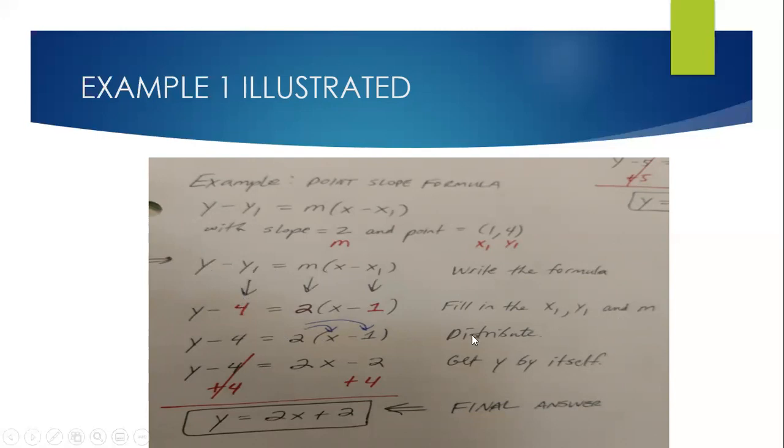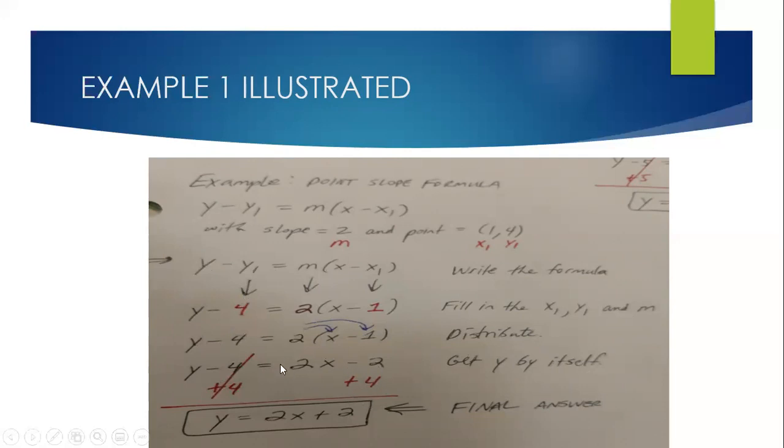Then I distribute. So I have to get rid of these parentheses over here. 2 times x is 2x. 2 times 1 is minus 2. Okay. And then I get y by itself. So minus 4, we add a 4 to it. We add a 4 on this side because we have to do the same thing to both sides. And we get minus 2 plus 4.